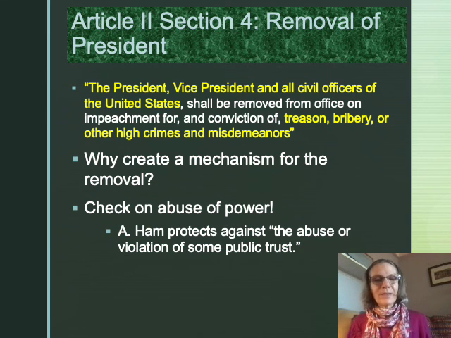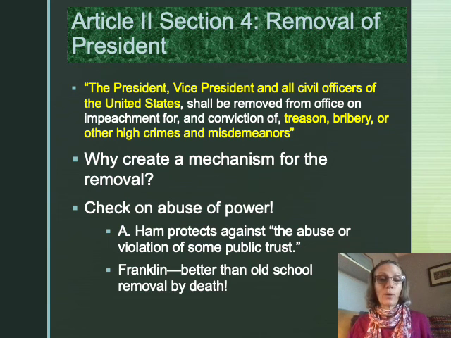In particular, again from Hamilton, Alexander Hamilton writes in the Federalist Papers that having a process for removing the president protects against the abuse or violation of some public trust. That we are expecting the president to defend the public good, and to act in the interest of the public. And if they abuse our trust, then we've got to have a mechanism to get rid of that individual.